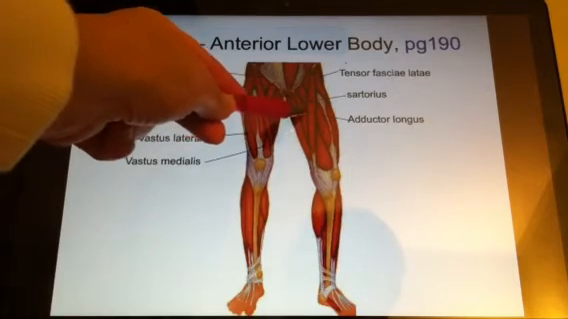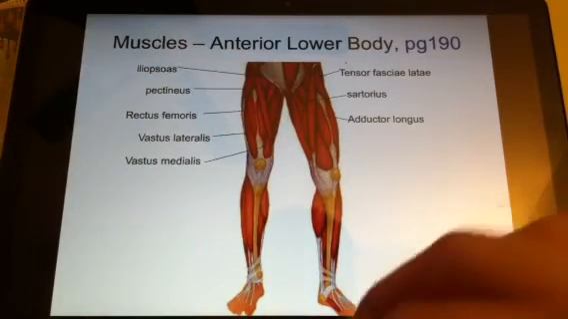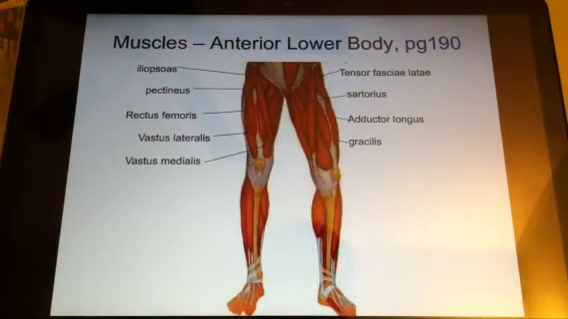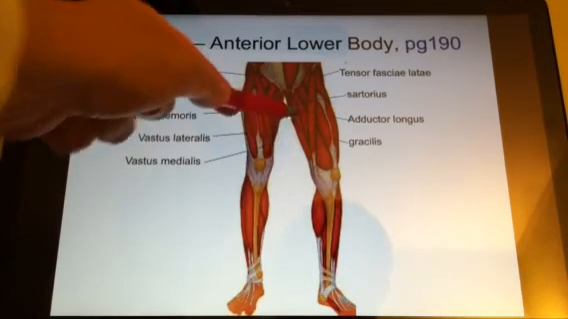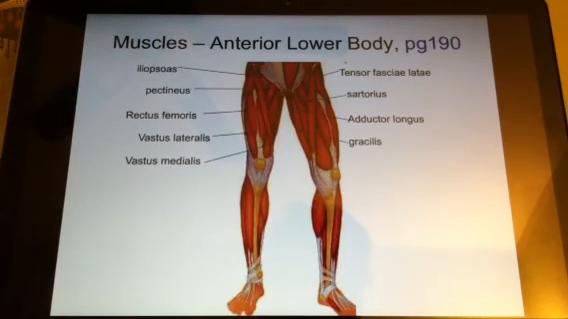This piece in here adducts or closes the leg, the adductor longus and the gracilis. I tell people I remember the gracilis because my sister used to do ballet, and when she finished doing her little ballet routine, she'd do a little plie, little grace at the end. And so to flare your legs open like that to do a little grace would be gracilis. That's how you can remember it.